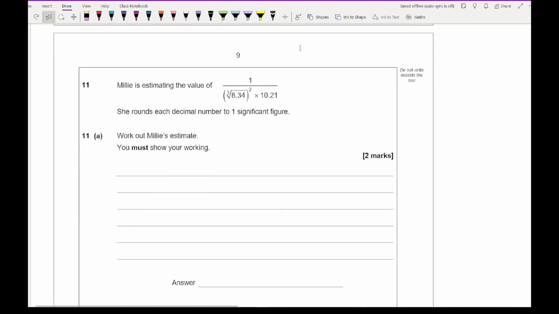Moving on to question 11, it says Millie is estimating the value of 1 over the cube root of 8.34 all squared multiplied by 10.21. She rounds each decimal number to 1 sig fig, and for 11a it says work out Millie's estimate. You must show your working. So for this, what we want to do is round our two values that we have in the denominator. So here we've got 1 over.